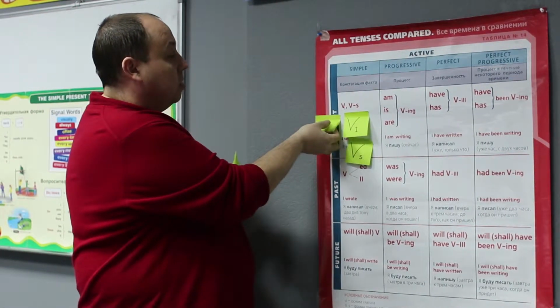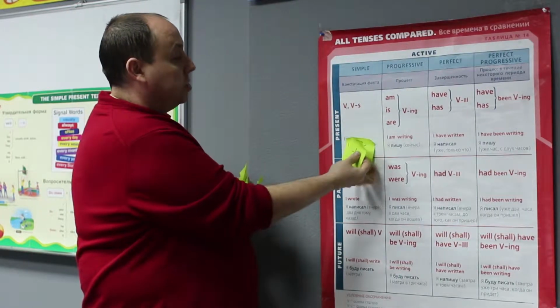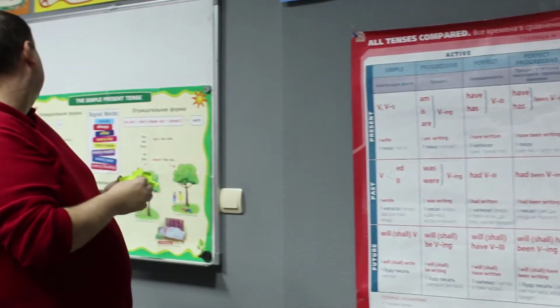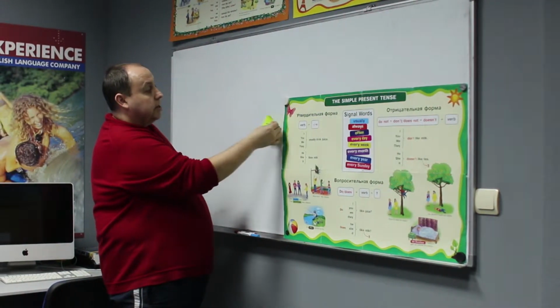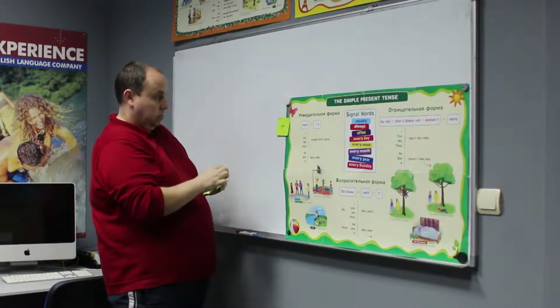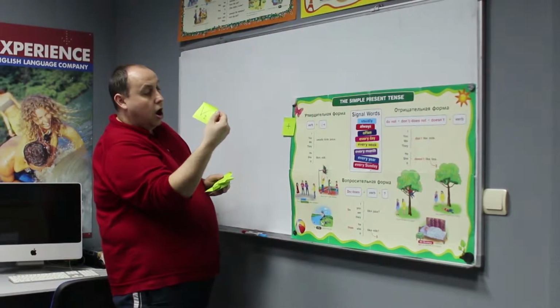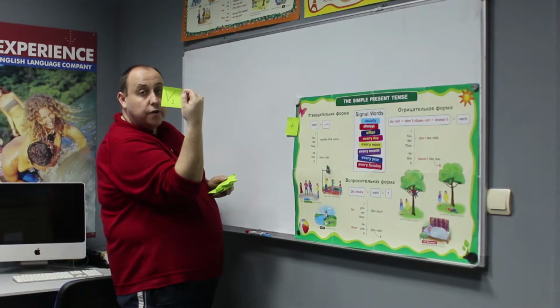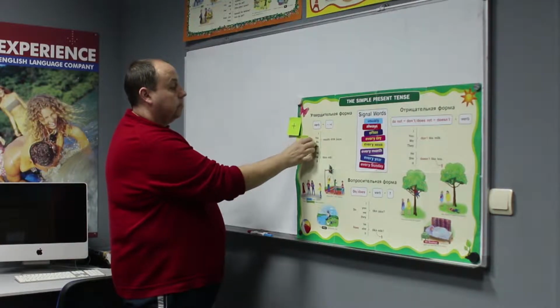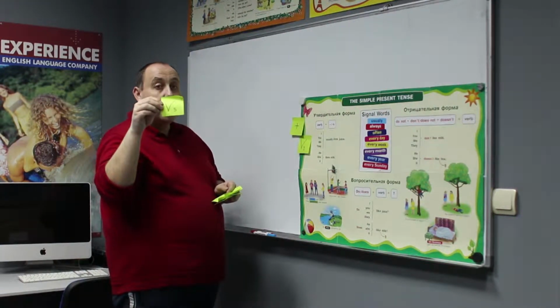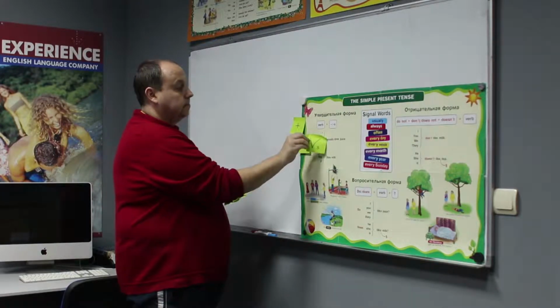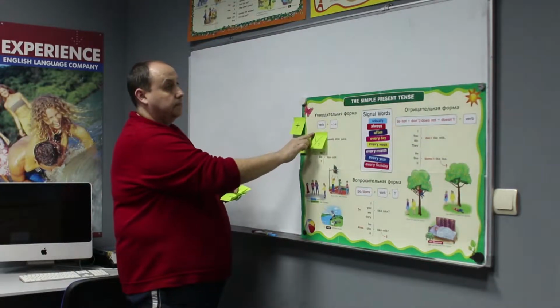I'll take these and put them on the third table, just so you can see it one more time. Here we are, the positives. We have a positive. I, you, we, they uses the verb in the first form. He, she, or it uses the verb in the first form plus the letter S. Okay, let's go back to the middle table.